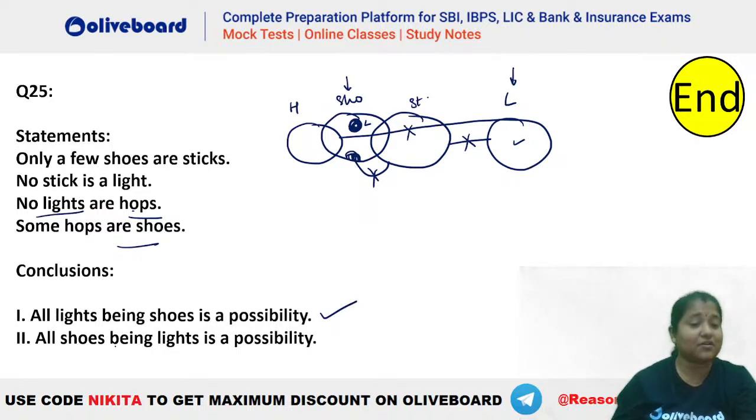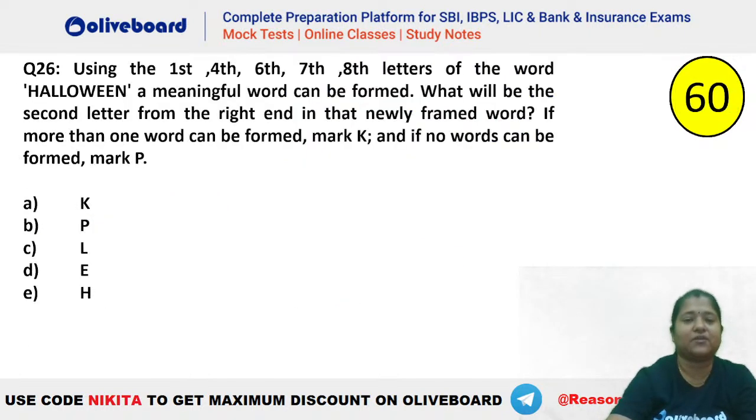What about the second one? All shoes being light is a possibility. Not possible. Why? Because shoes is having a common portion with hop and also it is having a common portion with sticks, right? So that means these two portions of shoes should never be a part of this light here because light can never be a part of your stick or hop. So this common portion of shoe with H and ST should never be a part of L. That is why this is wrong. Okay, it's not a possibility. So the answer to this question has to be only one. Are we clear, everybody? Chalo, we'll quickly go to the next question.